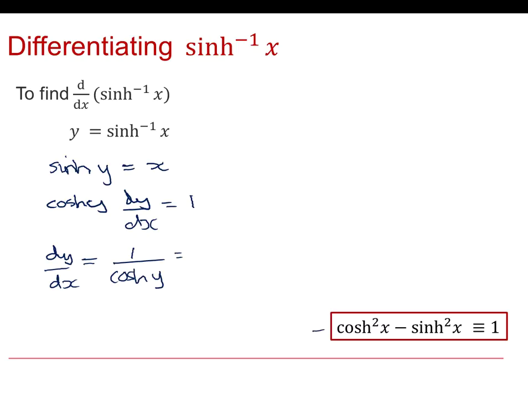which, using the identity here, we can rewrite as 1 over the plus or minus the square root of 1 plus sinh squared y. Therefore we can write this as being 1 over the square root of 1 plus x squared.